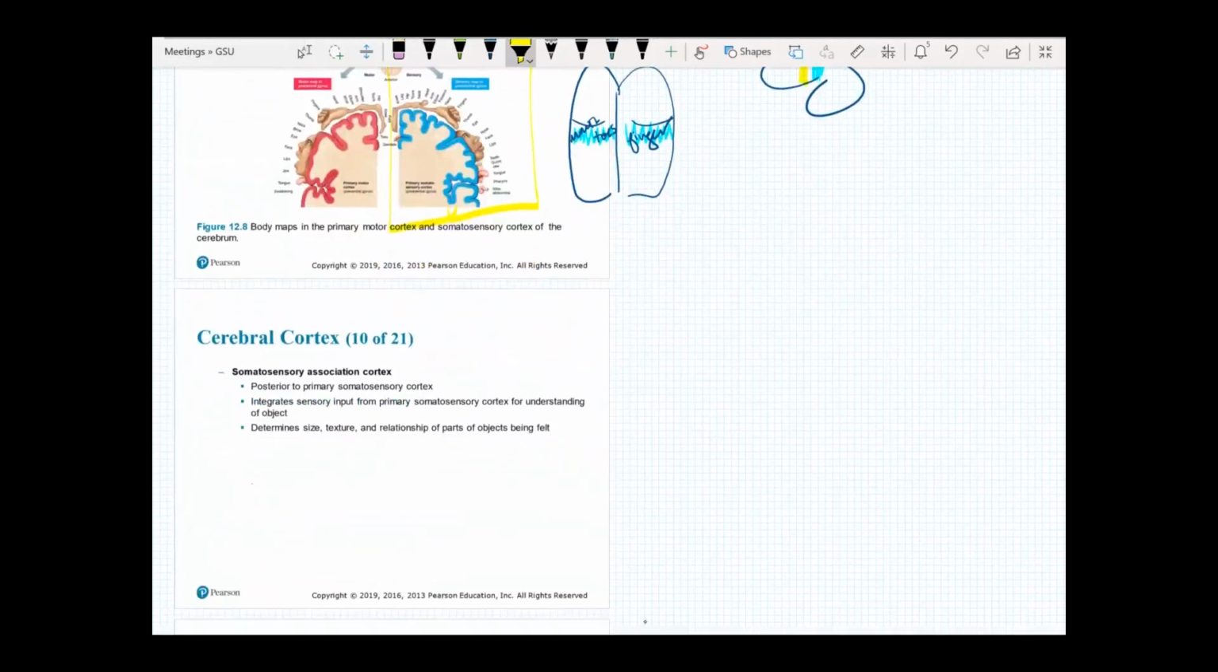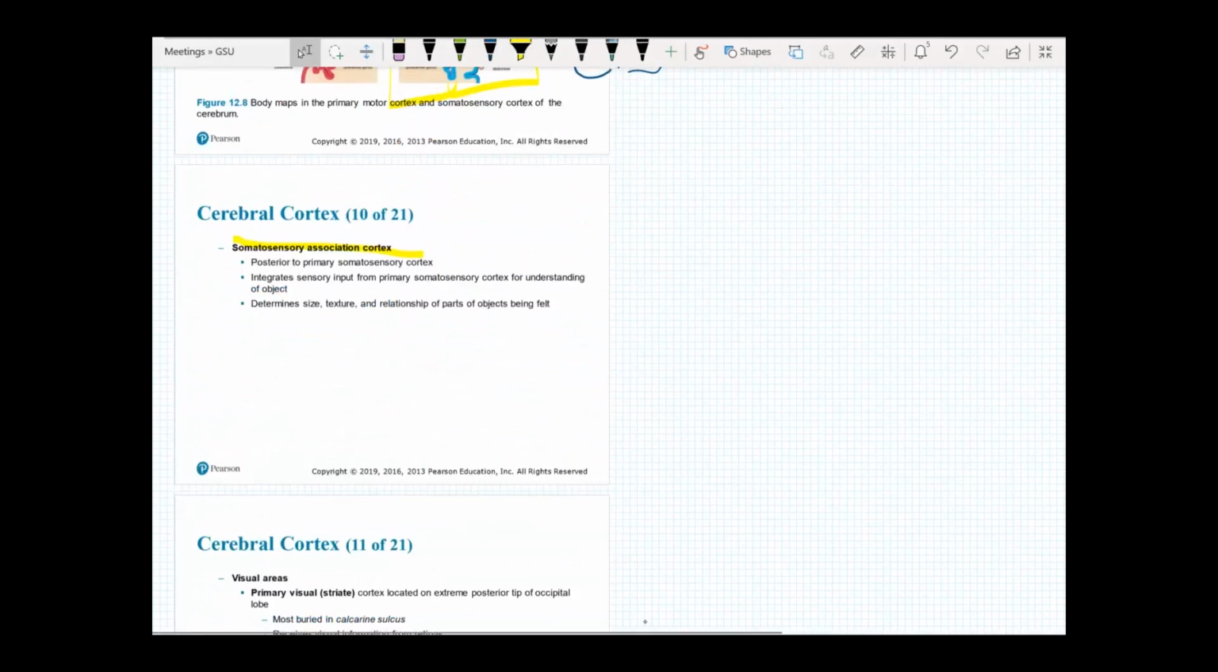Okay, there's also a somatosensory association cortex, which is going to be like a secondary cortex. And this is where you'll get size, texture, and relationships of objects determined and figured out, because your somatosensory cortex is going to be telling you the shape, the general texture, and some other characteristics about it.